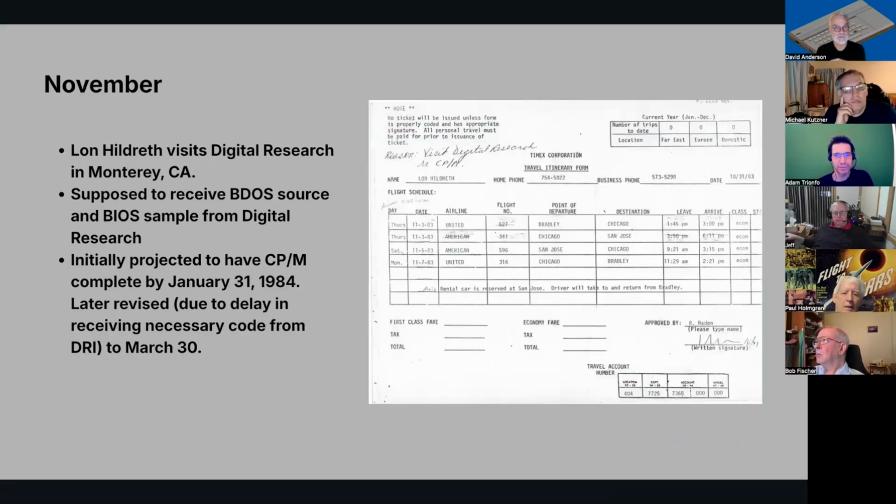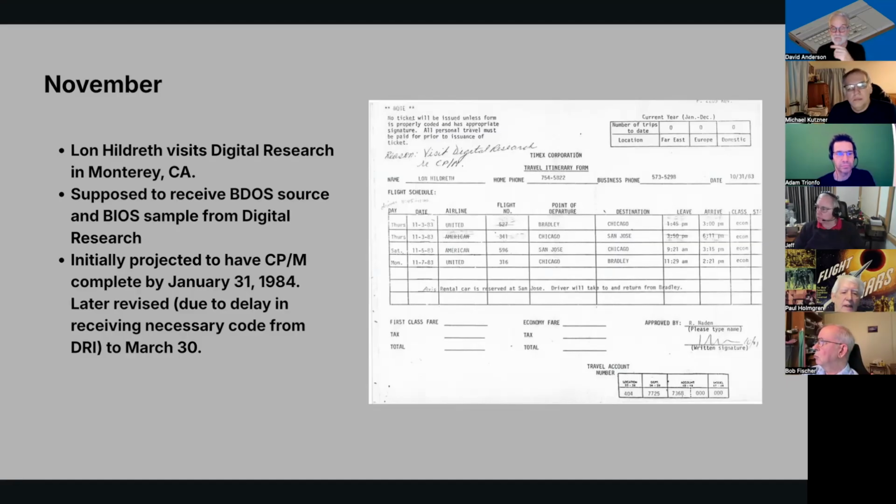So again, Timex is spending money like it's going out of style. They send Lon out to Monterey, which is where Digital Research, the people who wrote and sold CP/M, was. He takes a 2068 out there with them, and the whole goal is to meet with a couple of their folks, and he covers this pretty well in his notebook, to ask them questions and figure out how feasible is this? How do we make it happen?